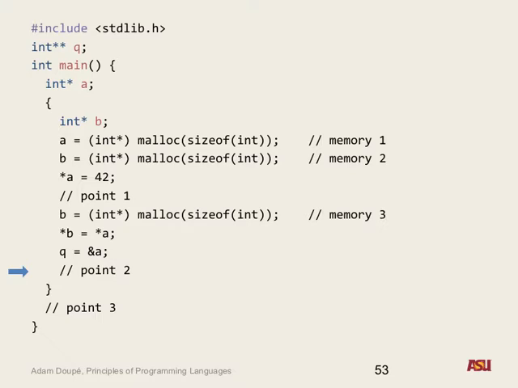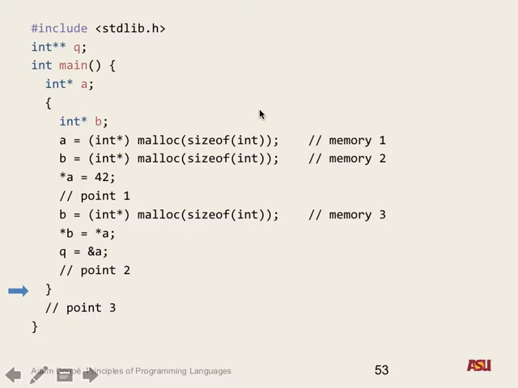Garbage. Yeah, we have a garbage. So which memory address is garbage at this point? Memory 2, right? So we've allocated memory 2. There's absolutely no way, using the variables that we have in scope at this point, that we can reference memory 2, right? Because A has memory address 1, and Q has the address of A.